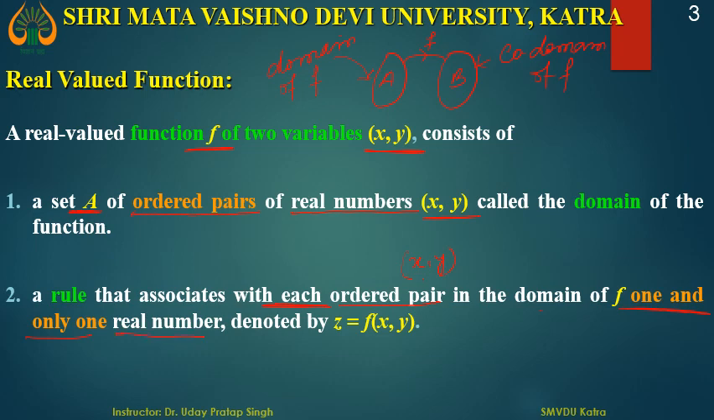And this type of function is denoted by z is equal to f of x, y. F of x, y will give us some value, and we denote it z. For example, z is equal to x square plus y square plus 2. This is function of two variables. This is the definition of real valued function.